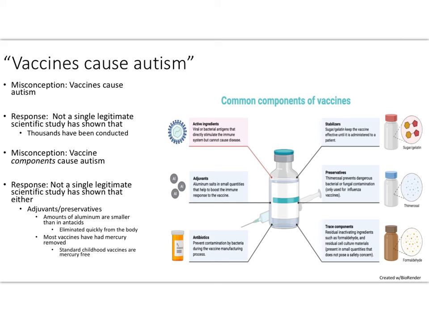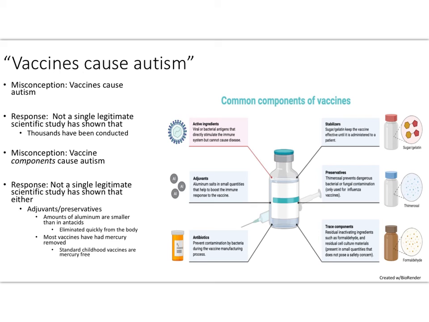Our last major misconception about vaccines is the idea that they cause autism. And this misconception came about as a result of a study that was published by someone named Andrew Wakefield in 1997. He published this study in The Lancet, which is actually a very well-respected medical journal. And in his study, he said that children who got the MMR vaccine develop autism.